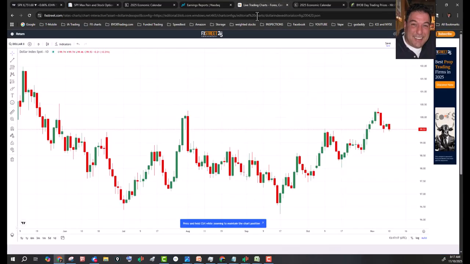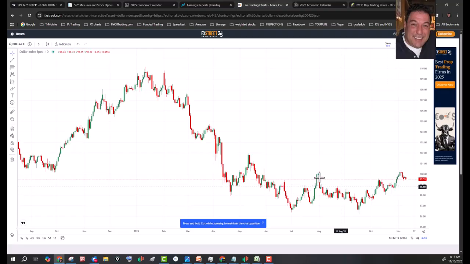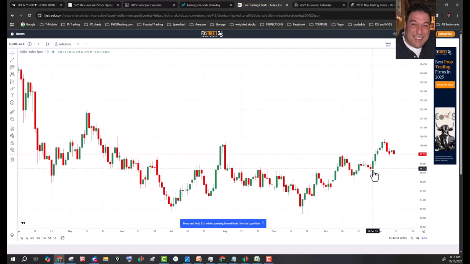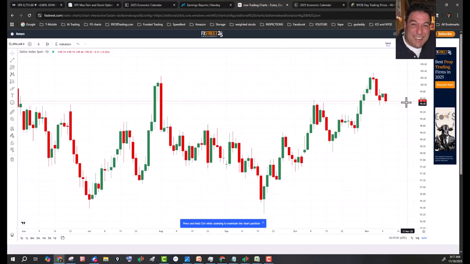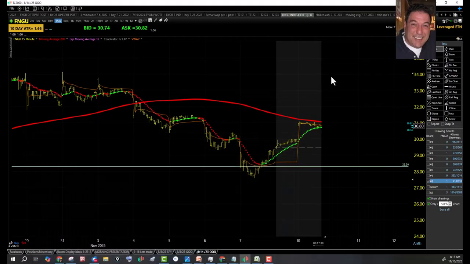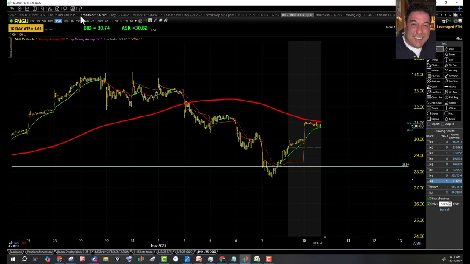Let's take a look at the dollar. The dollar is still in the bear flag. Still in the uptrend, making higher lows and higher highs, running into a little resistance right here. So they closed yesterday or last night, 99.74. Let's go over here.